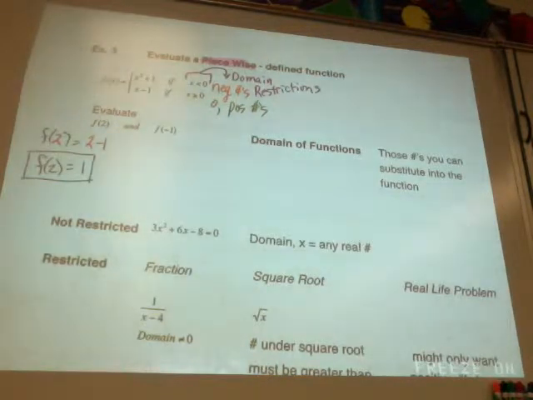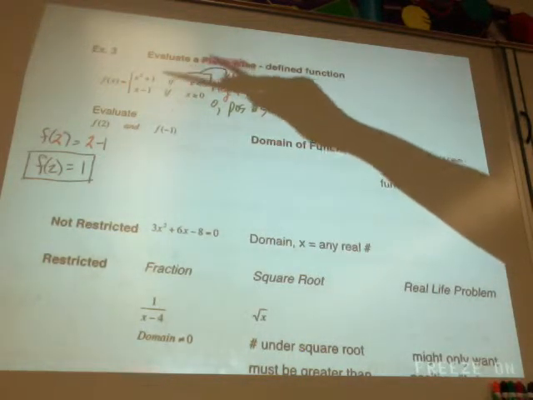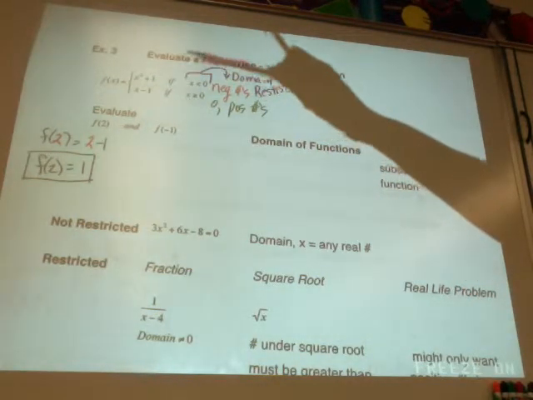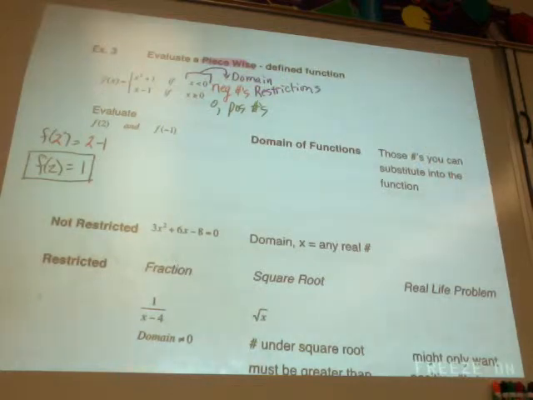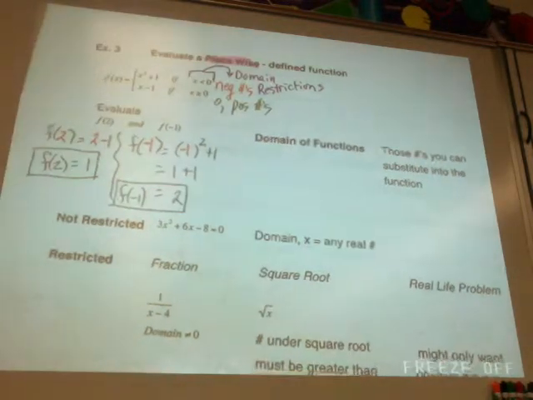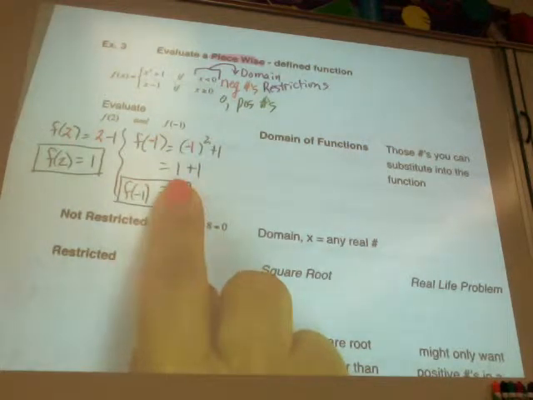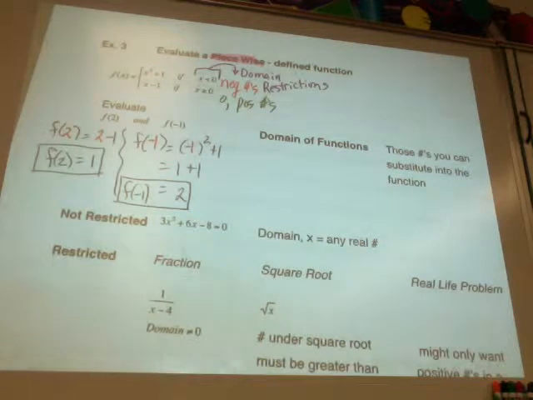So what value did you end up getting? Anything different than 2? Which one did you end up using, the top one or the bottom one? Why the top one? Because it matches the restrictions, right? So this should have been what your work looked like. Plugged in negative 1, when you square negative 1, it does become positive. It doesn't remain negative. So your answer is not 0, that's why it's 2.